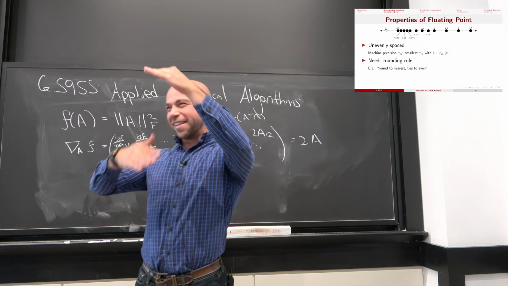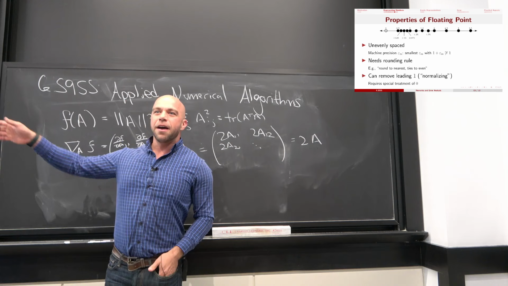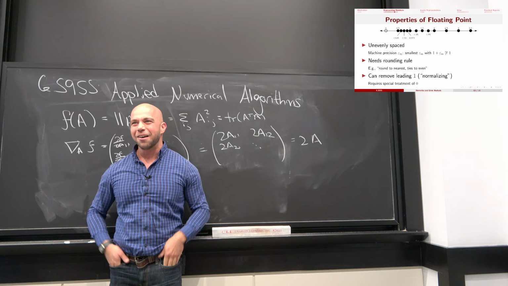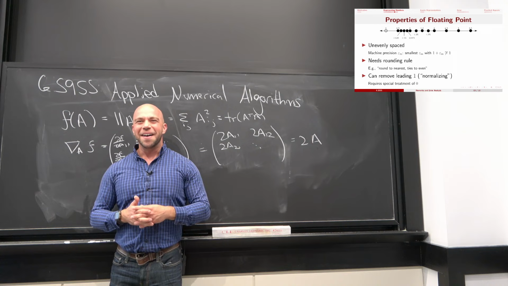And finally, like I mentioned, there's a very common convention, which is to just remove the leading one, at least in the binary system. That's sometimes called normalizing your floating point number. The advantage here is that you now have one extra bit of precision. The disadvantage is obviously you can't represent the number zero. So there's a trade-off.